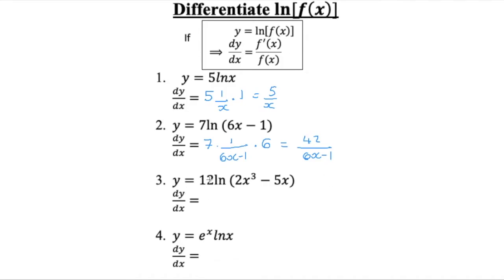Third example. So again, just do the same thing. Keep your constant the same. For your ln, let's put 1 over that function, so 2x cubed minus 5x, and then multiply by the derivative of this function. So we're going to bring that 3 down, multiply by the 2. We'll get 6x squared minus 5, from the power. Let me keep that in brackets so that I remember the 12 is multiplying everything.